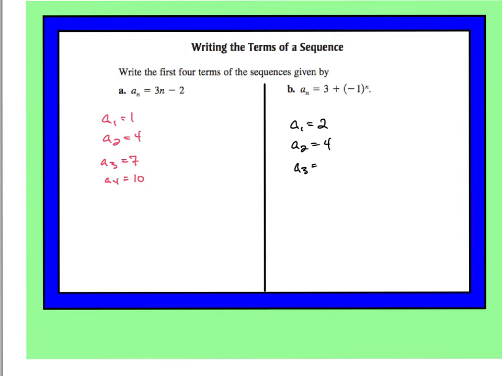What's A sub 3? Negative 1 plus 3, which is 2. And then what's A sub 4? 4. What would A sub 5 be? We don't want to find it, but 2. And then 4, and then 2, and then 4, because it alternates between negative 1 and 1 when I substitute in. This is actually called an oscillating pattern. It oscillates between 2 fixed numbers. We won't get to that again until the end of the year.